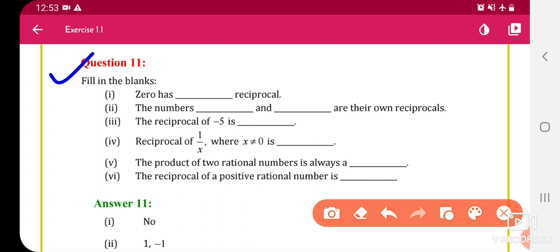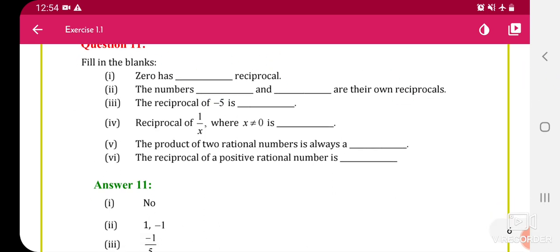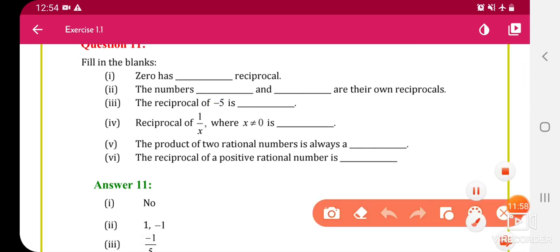0 has no reciprocal. The numbers 1 and minus 1 are their own reciprocal. That means the number and its reciprocal are both the same. The reciprocal of minus 5 is, so what is the answer? Minus 1 upon 5. Reciprocal means multiplicative inverse. The reciprocal of 1 upon x. So what is the reciprocal of 1 upon x?